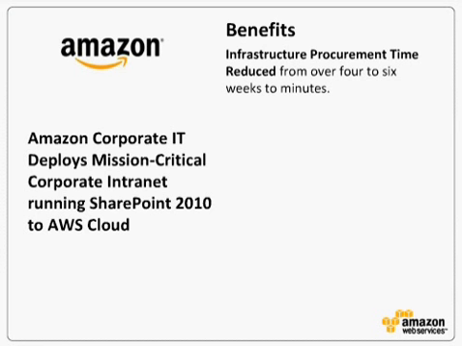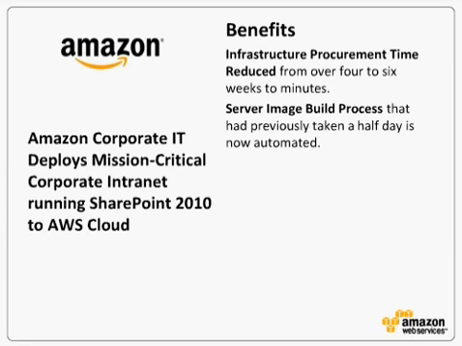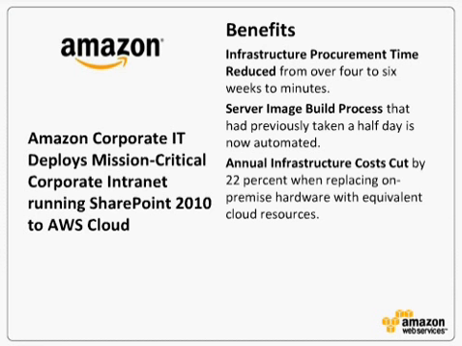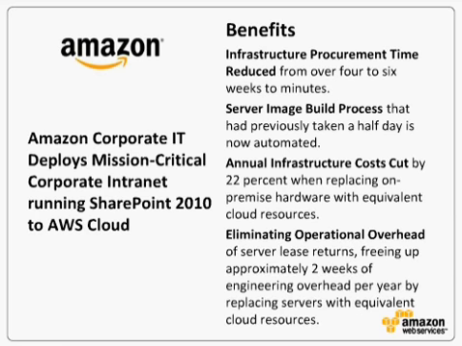So they were used to sort of 4 to 6 week cycles for deploying infrastructure. They've reduced that down to minutes. They really had a hand-built server image process where they would go in and configure the machines. That's now totally automated. Their total annual infrastructure costs for the entire facility, all up, were reduced by 22% by moving to equivalent cloud resources, very significant savings for an application at this scale, and really radically reduced the operational overhead, particularly of server lease returns.